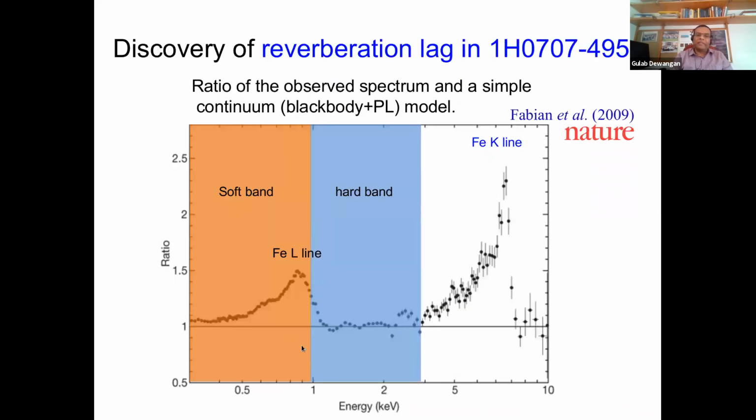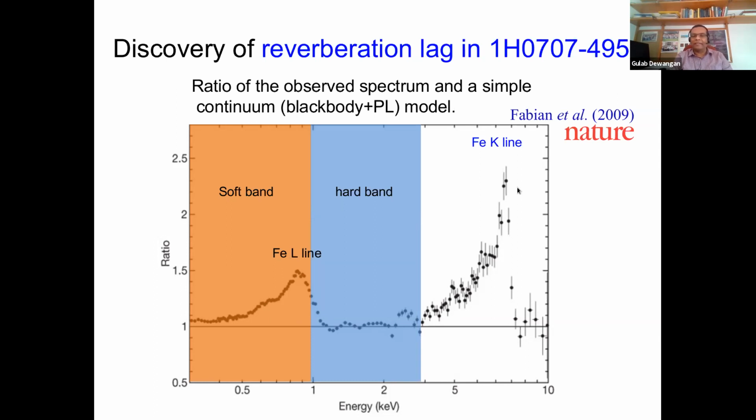So what was done? This is again data from the European mission XMM-Newton, and this is the ratio of the observed data and a very simple power law model. The power law model was of course generated without using some of these bands where you see the excess. This was generated between 1 to 3 keV and maybe lower energies. So you see excess emission near 6 keV, which is obviously due to the iron K line. This is the iron K band, but you also see an excess broad line-like feature just below 1 keV, and that's due to the iron L line.